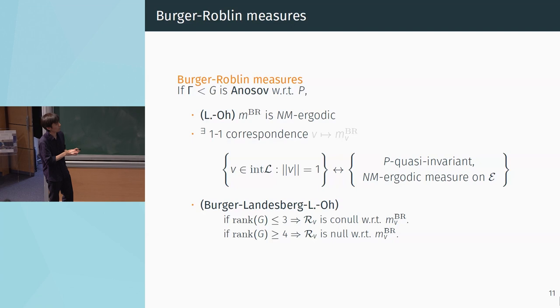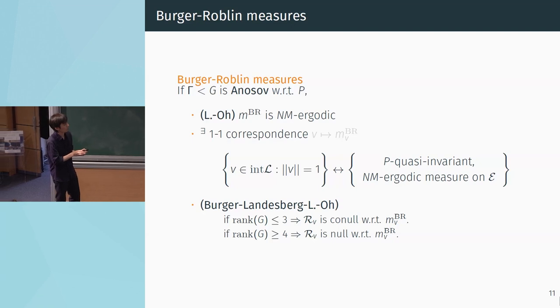So using this, you can prove that if the rank is less than 3, then this directional recurrent set is going to be conull, and if the rank is greater than or equal to 4, then the directional recurrent set is going to be null with respect to the Burger-Roblin measure. What is the M sub V here?